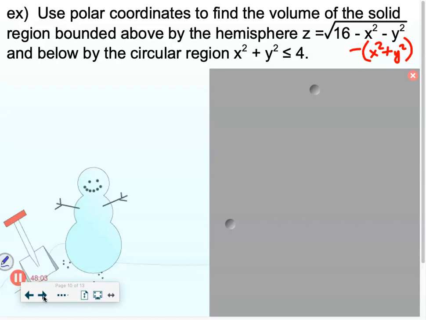So your base region in the r theta plane is just this circle with a radius of 2, right? How do I generate that circle? Well, my r goes from what to what? 0 to 2. R goes from 0 to 2. Theta goes from what to what? 0 to 2 pi.